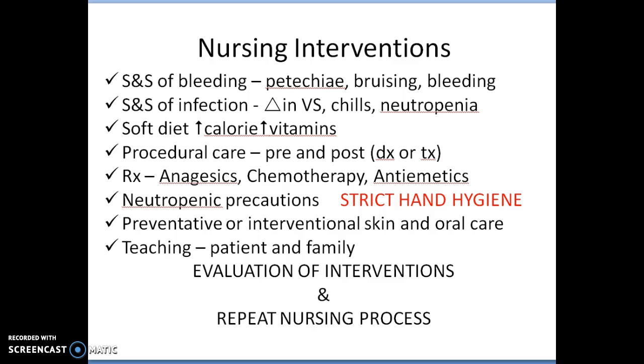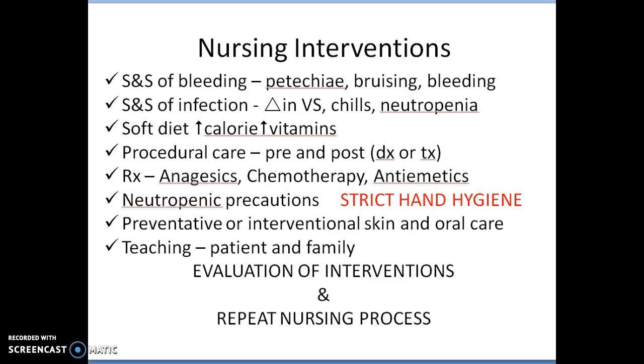What would our nursing interventions be? Well, we're going to definitely check for signs and symptoms of bleeding. Like I said before, petechiae, bruising, and actual bleeding itself. Any signs and symptoms of infection, change of vital signs, chills, neutropenia. We're going to feed these people a soft diet with increased calories and increased vitamins. And we are going to also check their mouth and give them analgesics to control their pain, antiemetics for the nausea, chemotherapy if we need to use that.